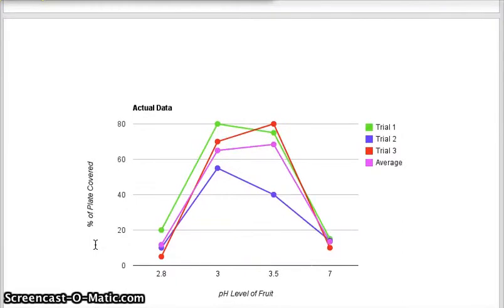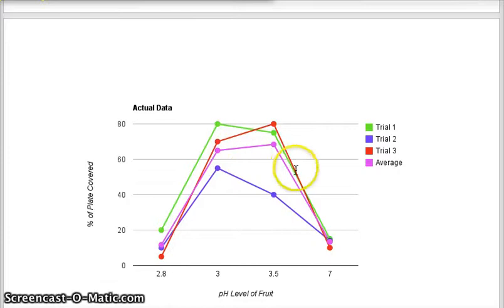On the y-axis we have the percent of the plate covered, and on the x-axis we have the pH level of the different fruits. 2.8 is pomegranate, 3 is blueberry, 3.5 is orange, and 7 is water. Our data turned out much different than we had expected.